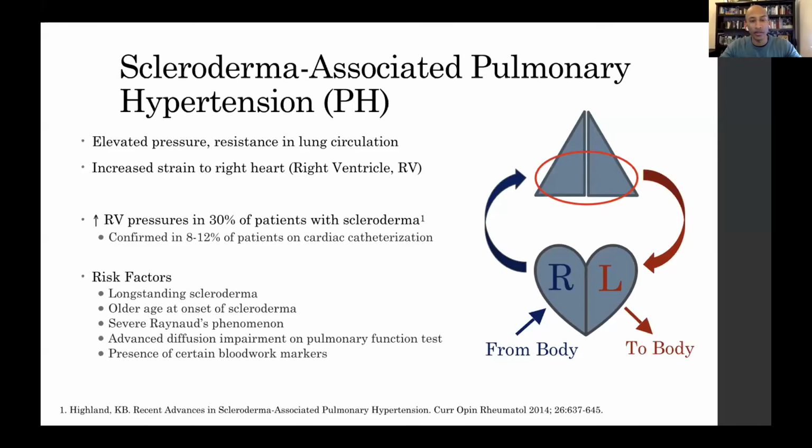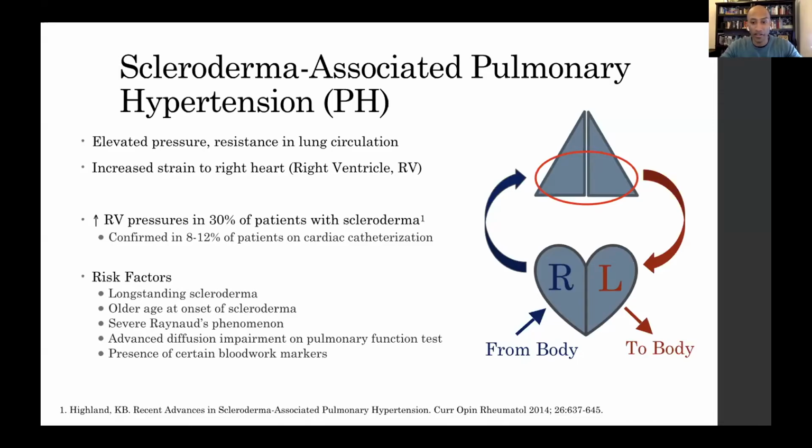So, some studies suggest that the pressures on the right side of the heart can be increased in up to 30% of patients with scleroderma, which is then subsequently confirmed in about 8 to 12% of patients on cardiac catheterization. So although the majority of people don't develop pulmonary hypertension, 8 to 12% is significant enough that we need to keep a very close eye.